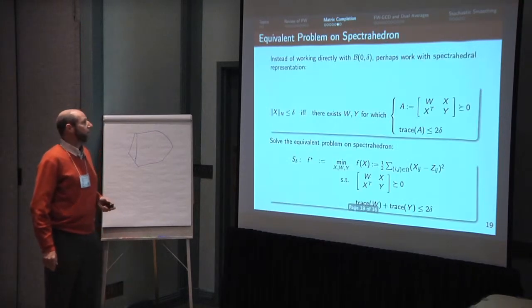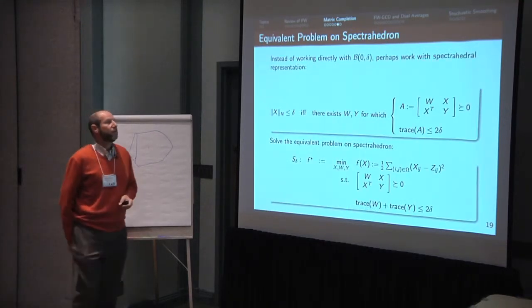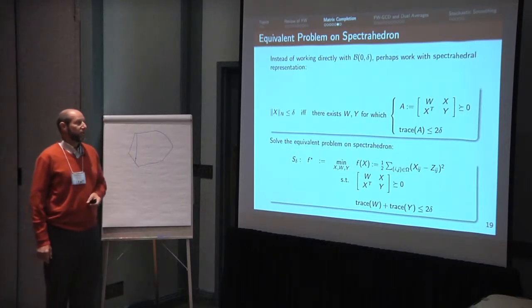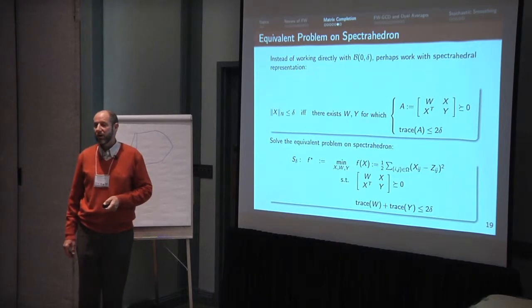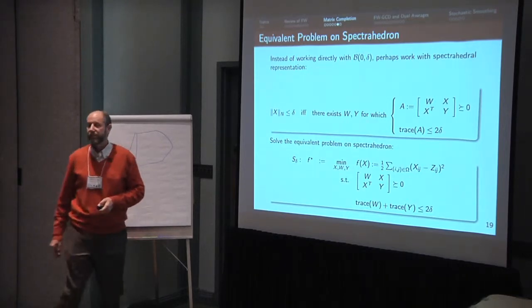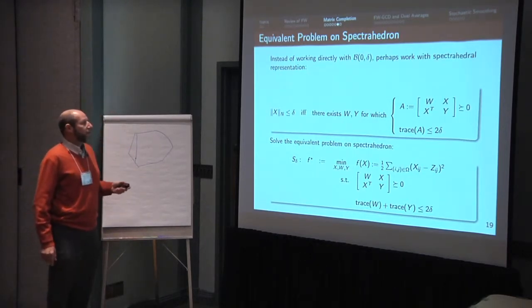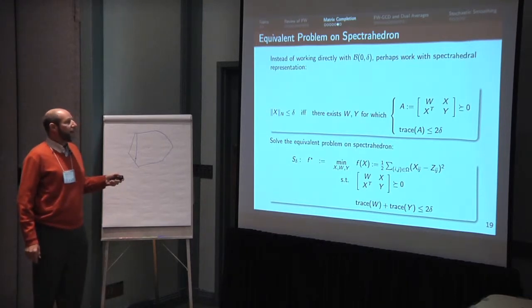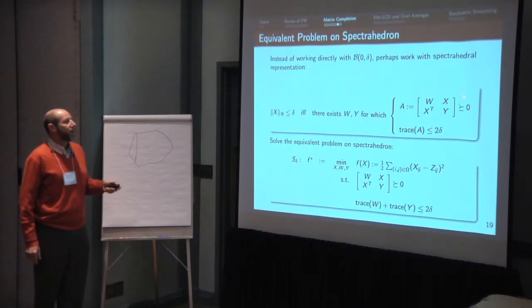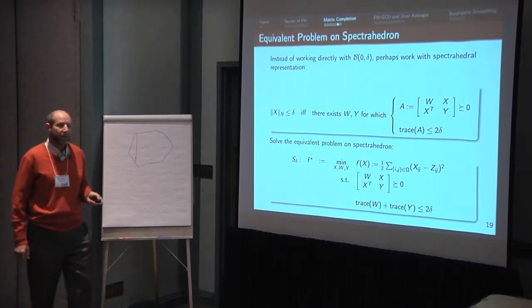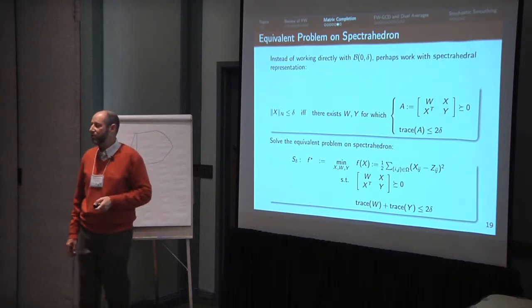Okay. All right. So instead of working directly with the nuclear norm ball, we actually could lift this problem if we wanted to into the space of spectrahedra. And so let me just outline that quickly. So it turns out the statement, the nuclear norm of X is at most delta, is the same as there exist two matrices W and Y for which this matrix A, W X, X transpose Y, is positive semi-definite and its trace is at most 2 delta.